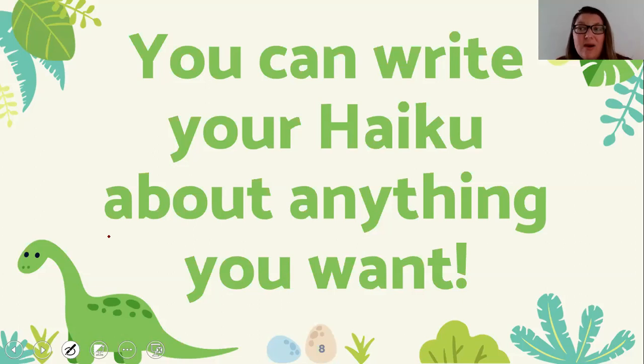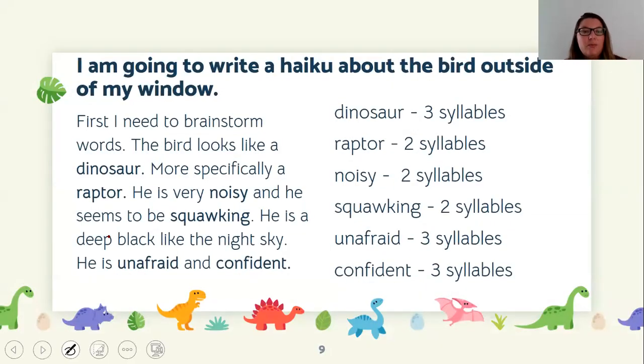You could even do a really cool haiku poetry about the coronavirus if you wanted, or school, or summer, or the sun, anything, okay? So what you're going to do is, I'm going to write this poem about the birds outside my window. So I'm going to brainstorm words and try to think of wow words to help me make my poem really, really good, okay?